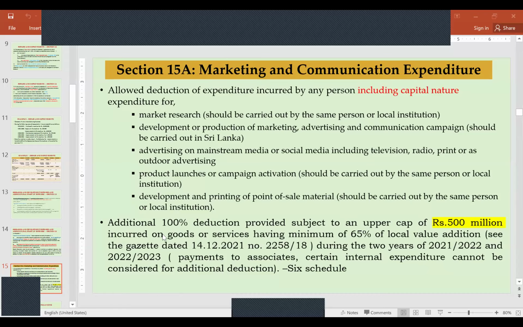Therefore only marketing and communication expenditure is applicable, that is the actual expenditure. So this additional deduction is not applicable for the year of assessment 25-26, and not only for 25-26, from year of assessment 23-24 up to now it is not applicable. This provision was included in Schedule 6, not in 15A, but it was available in Schedule 6.